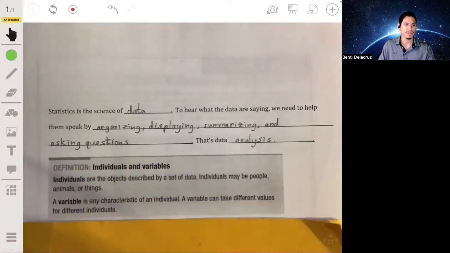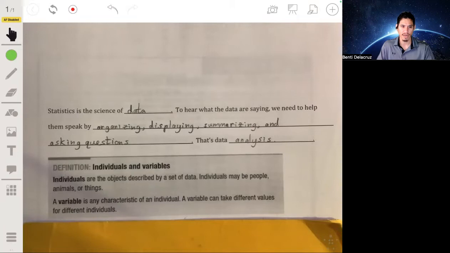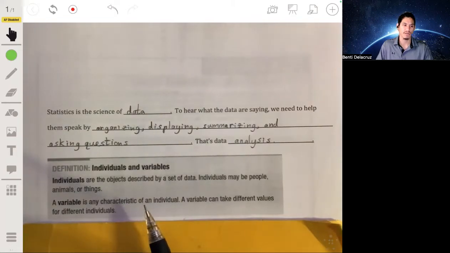And so when we're thinking about data, we like to talk about them as if they're individuals. Individuals don't have to be people. They could be objects, it could be animals, it could just be things. They could be cars. And a variable is the characteristic of an individual. The individual could be people, and the variable could be hair color, or the variable could be height.